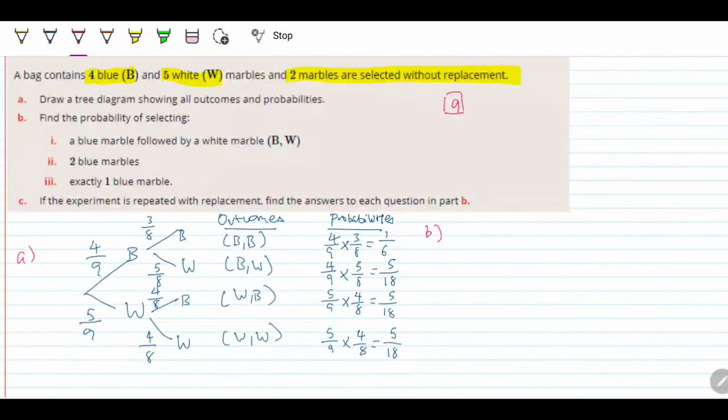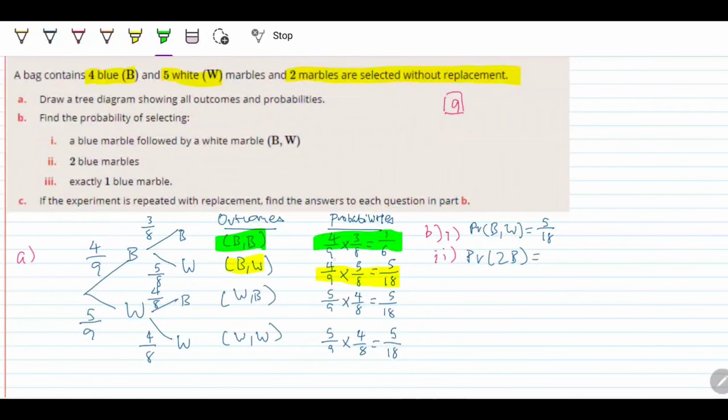Okay, part B. Find the probability of selecting a blue marble followed by a white marble. So the combination or the outcome of BW. To get BW, it's this one here, 4 on 9 multiplied by 5 on 8, which gives us 5 on 18. Probability of blue then white is going to be 5 on 18. In part II, we're looking for the probability of 2 blue marbles. That's going to be the first one here, which will be 4 on 9 multiplied by 3 on 8, which gives us 1 on 6.